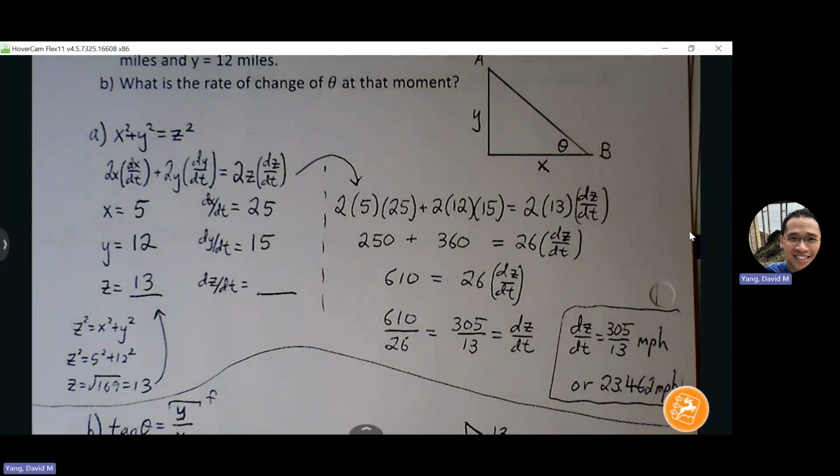Okay, so Pythagorean theorem to get to that z value, 13, and then the rest is just plugging into our derivative equation, right? It makes sense that dz/dt is positive as well. X and y, the two cyclists, are moving away from each other, so the distance between them is going to be growing.